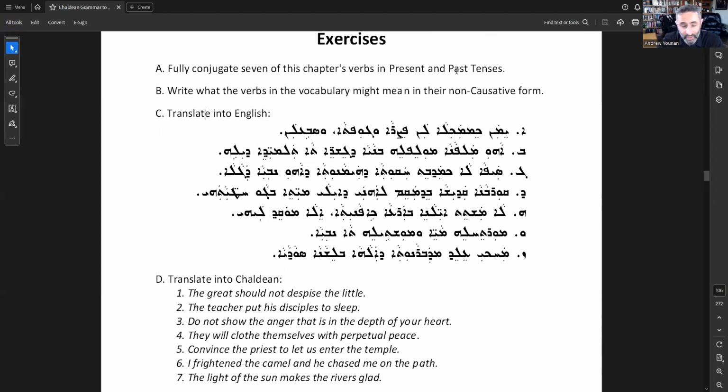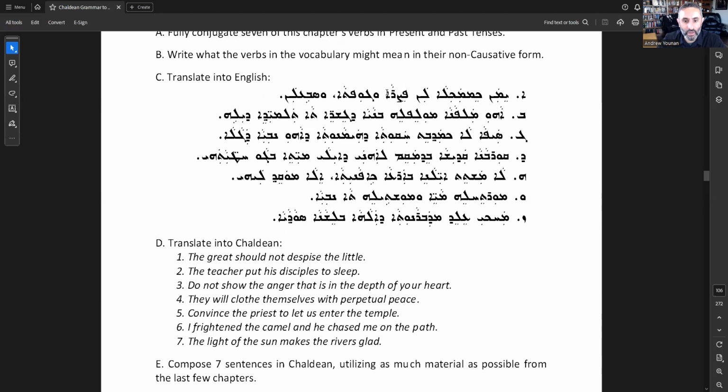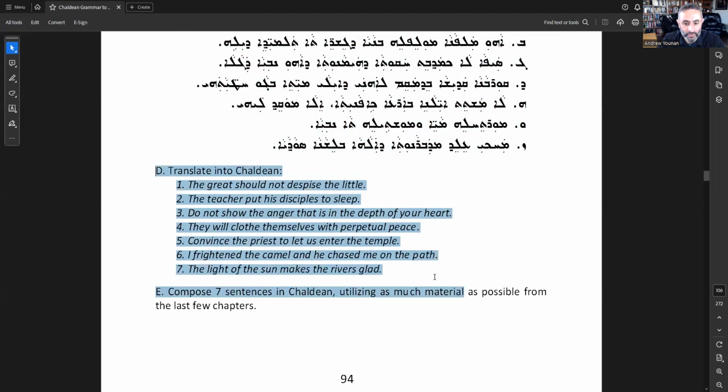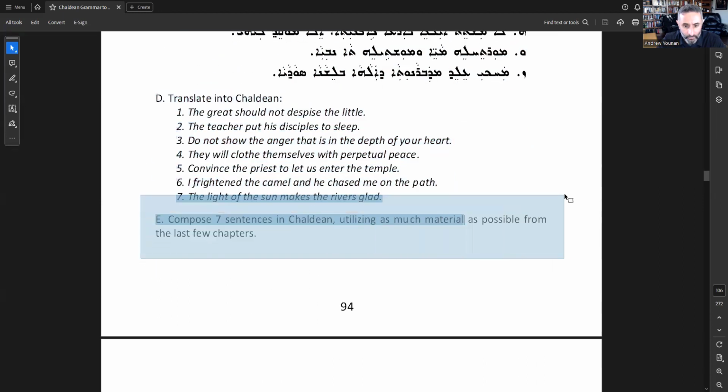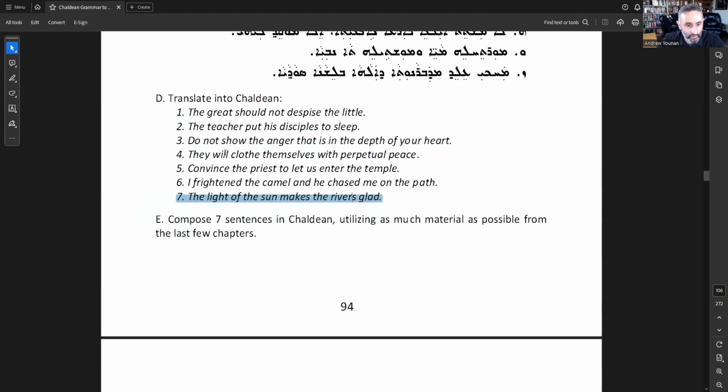Exercises: conjugate, practice, write what the verbs in the vocabulary might mean in their non-causative form. I already did that as I went through them, but maybe try to do it on your own, try to remember. It might be a good way to understand what the causative is. Translate into English: Yimmen kum maklalan, kum makhlalan, Basra, Ugupta, Uswelan, and so on. Translate those. Translate into Chaldean. Write some sentences. I encourage you to use the causative as much as you can as you're writing this so that you can learn it.